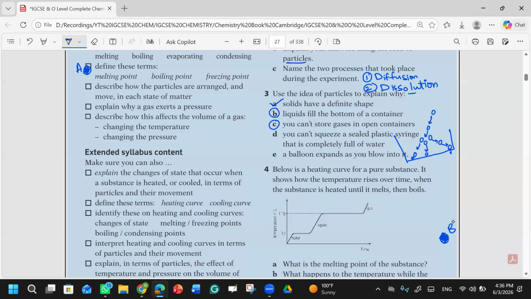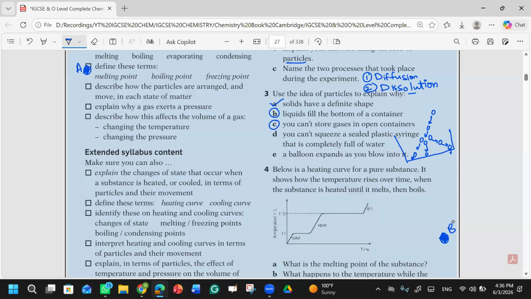You can't store them in a container, because first, you know that gases have high kinetic energy. We have discussed that the kinetic energy of gases is very high, so they move in random directions with rapid speed. As I told you, the kinetic energy depends on the speed. If the kinetic energy of something is high, its speed will also be high, right?